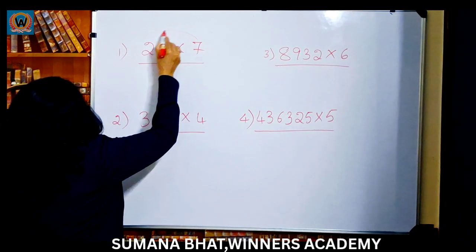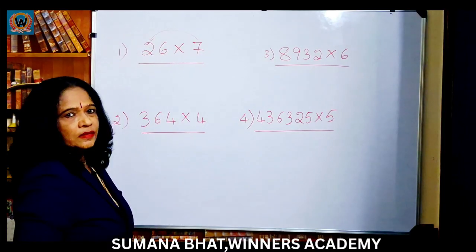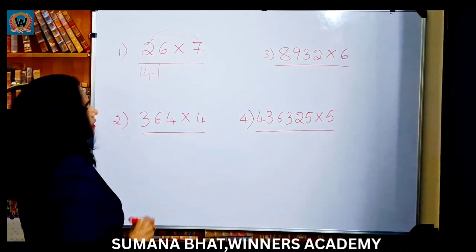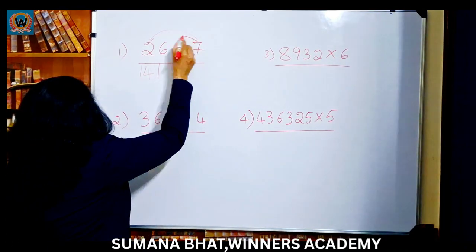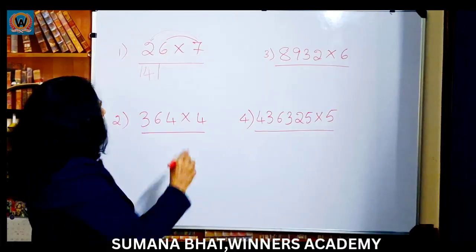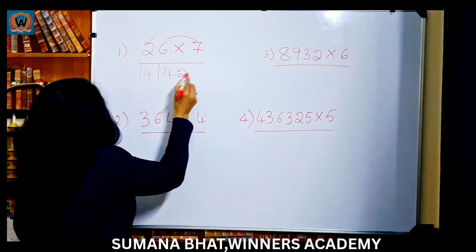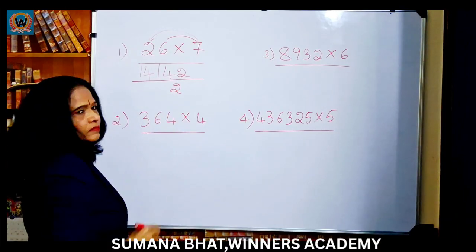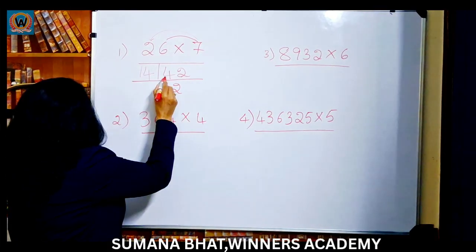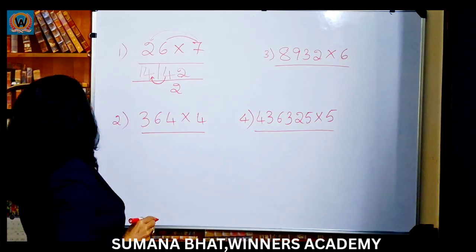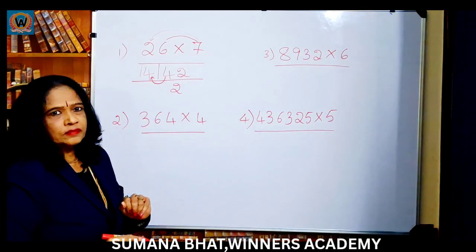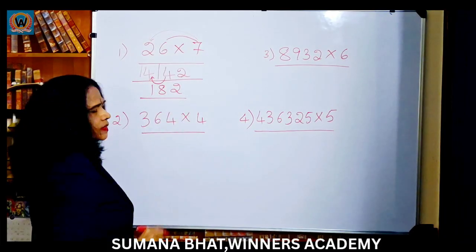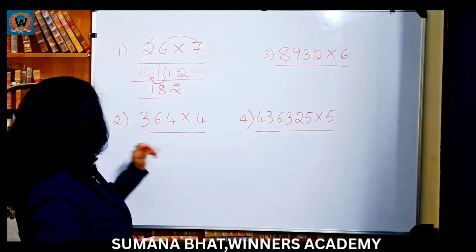First we will multiply these two. 7 into 2, that is 14, right here. Draw a small line. Then multiply 7 into 6. 7 6s are 42. Draw a line like this. Write this units place number like this. The tens place number you add to the next. So 14 plus 4, that will be 18. Answer is 182.